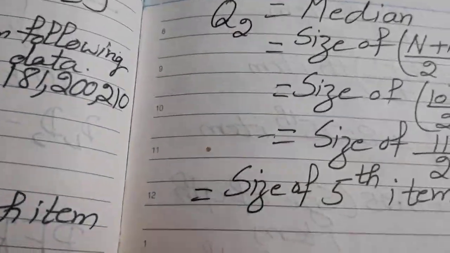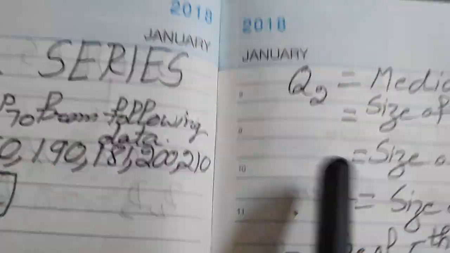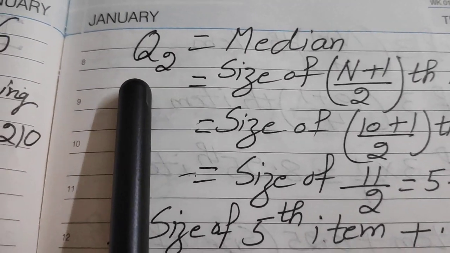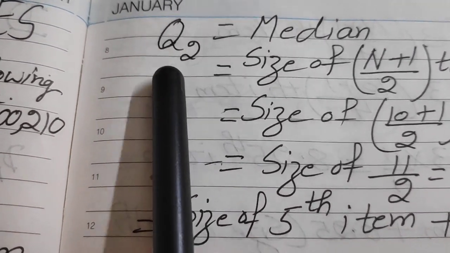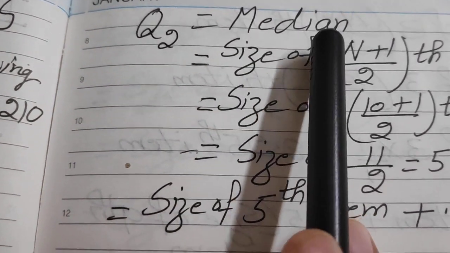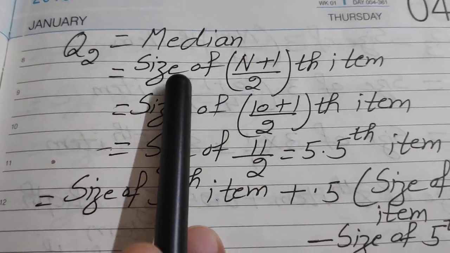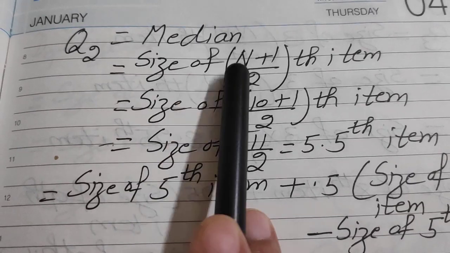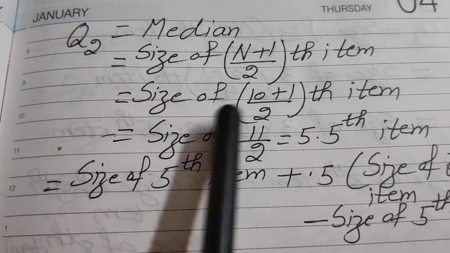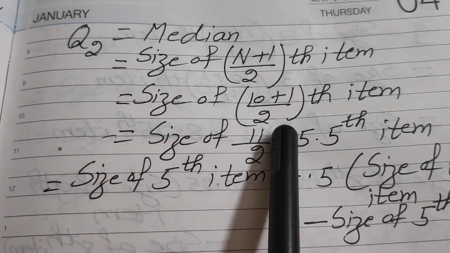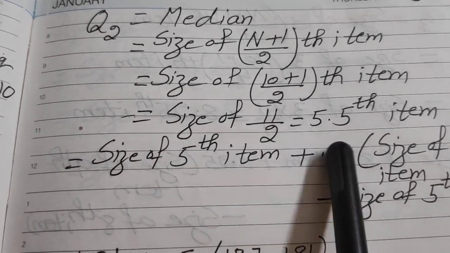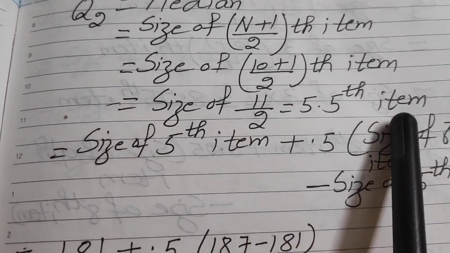Now if in the question it is asked to calculate Q2. Now Q2 is equal to median, the same formula we have discussed earlier also. What is the formula of median? Size of (n plus 1) by 2. Now putting value here, size of (10 plus 1) by 2, it comes to be 11 by 2, 5.5.